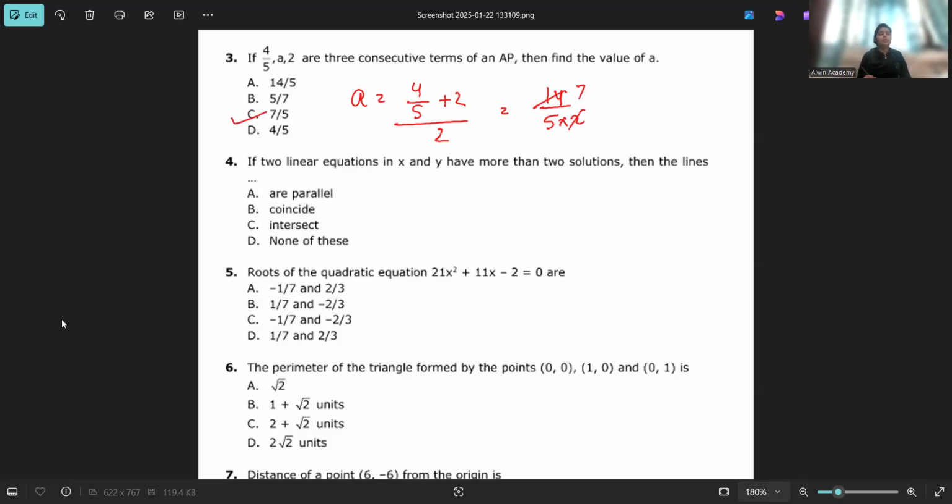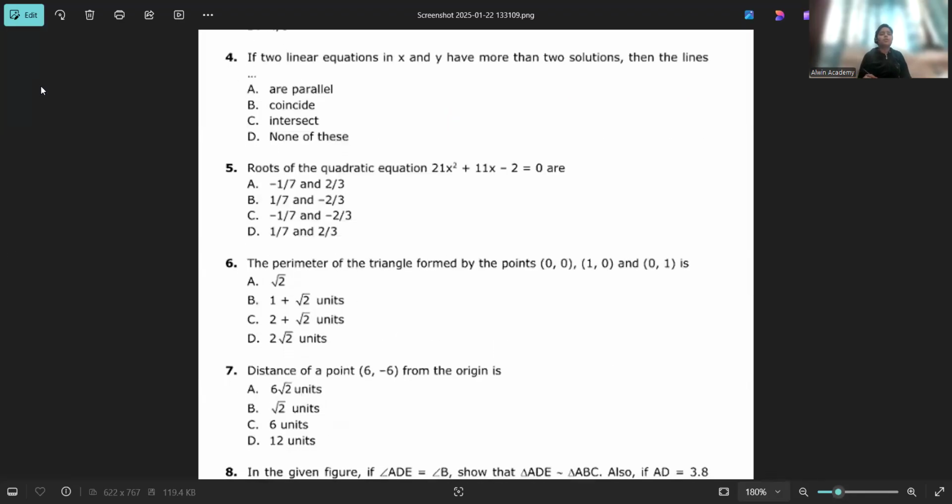Going to the next question, if two linear equations in x and y have more than two solutions, then the lines are. Now, if the lines are parallel, they have no solution. If the lines are intersecting, they have one solution. But if the lines coincide, then they can have as many solutions, infinite, and infinite is more than two, of course. So we have option number B, coincide.